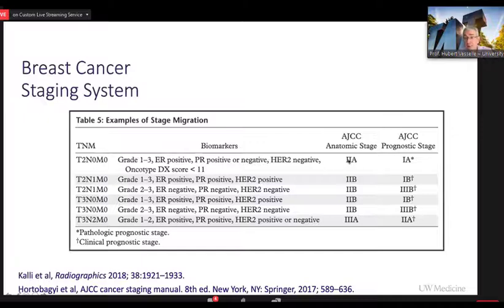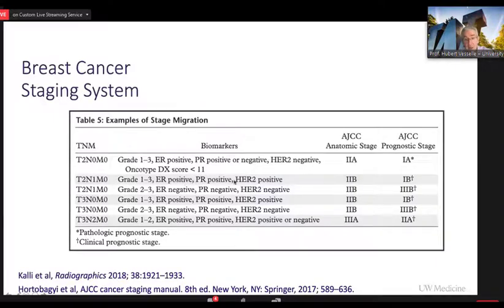Stage 2A, if you just look at anatomic stage. But if the tumor is ER positive, PR positive or negative, and HER2 negative, and has an Oncotype DX score of less than 11, it drops to a 1A for prognostic stage. Because those pathologic features of the tumors, despite an anatomic stage of 2A, confer a better survival. And you can see the same thing here.